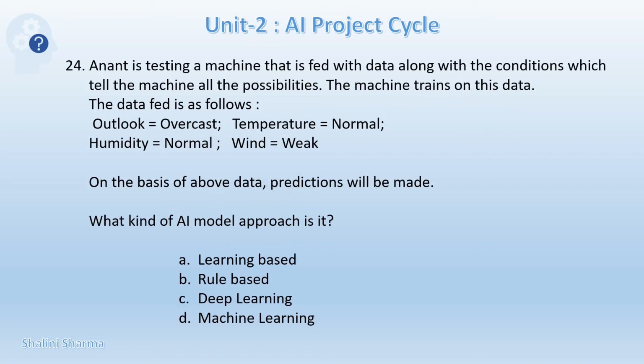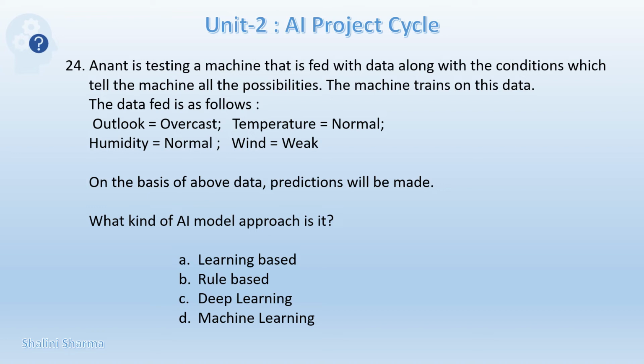Anant is testing a machine that is fed with data along with the conditions which tell the machine all the possibilities. The machine trains on this data. The data fed is as follows. Outlook is equal to overcast. Temperature is normal. Humidity is normal. Wind is weak. On the basis of above data, predictions will be made.